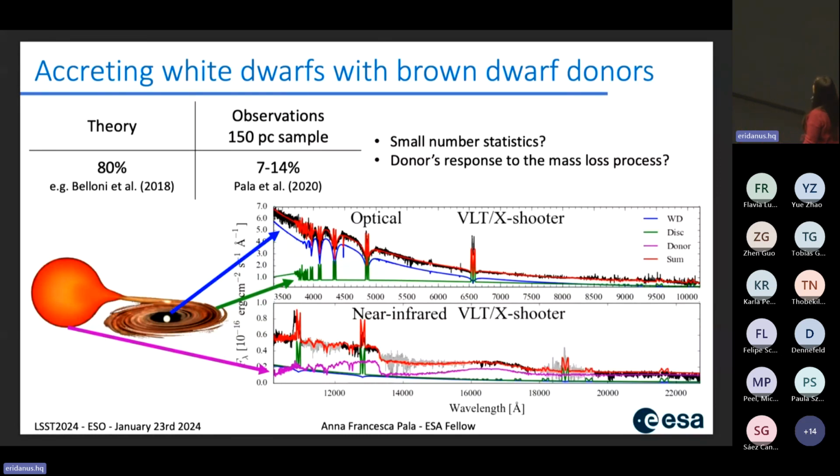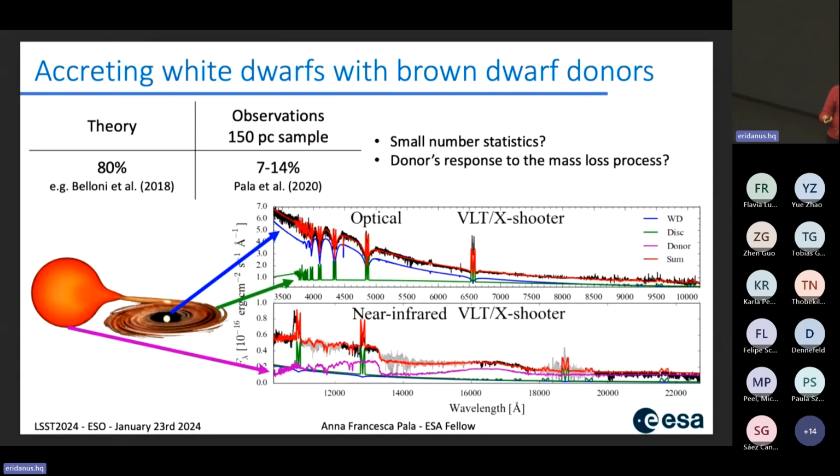And these are particularly important because the theory predicts that the majority of accreting white dwarfs should have evolved and the donor star should have lost such a big amount of mass that it turned into a brown dwarf. And this should make up 80% of the population. However, within 150 parsec, we find a much smaller fraction, between 7 and 14%. So what's going on here?